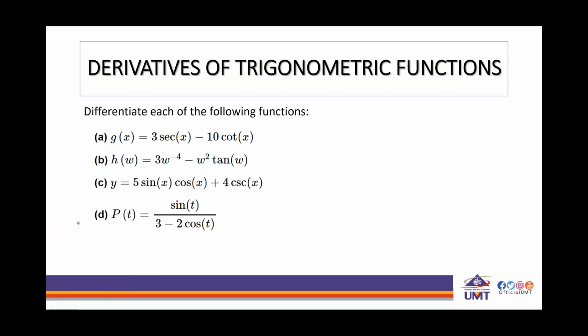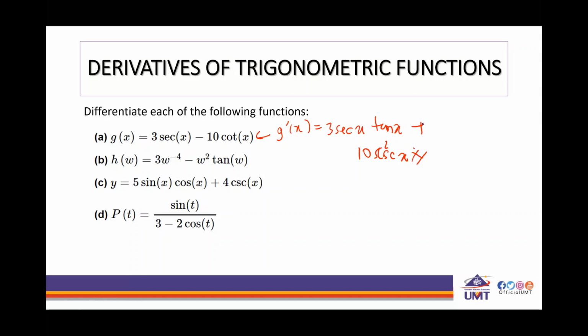So now how to find the derivative here is like this. Look, it's easy. Just straight to the point. g prime x is equals to 3 secant x tangent x plus 10 cosine squared x. Okay, this is the answer.